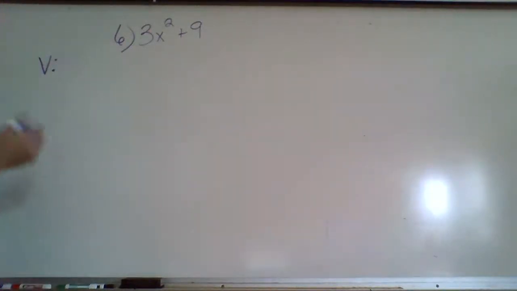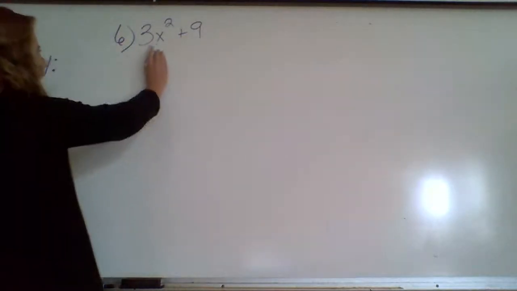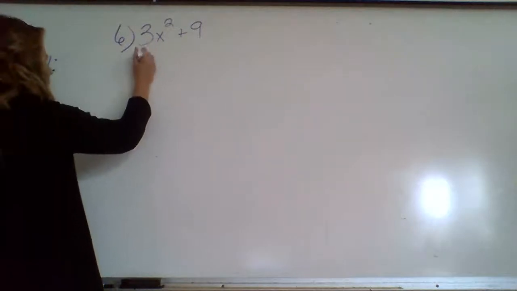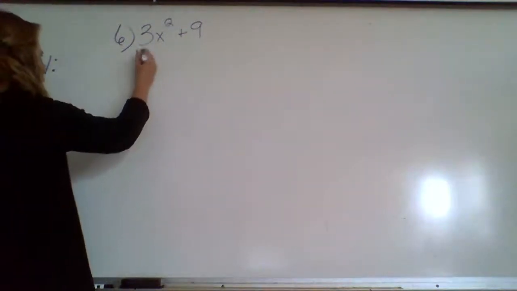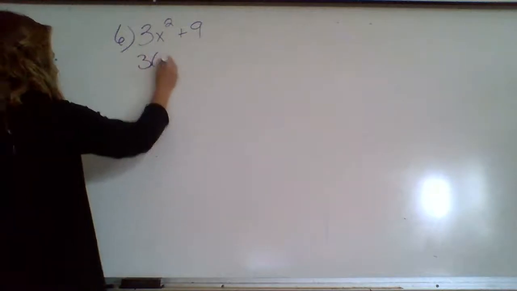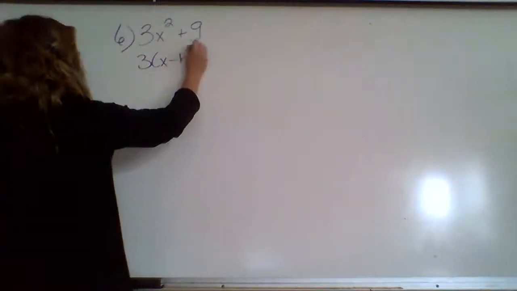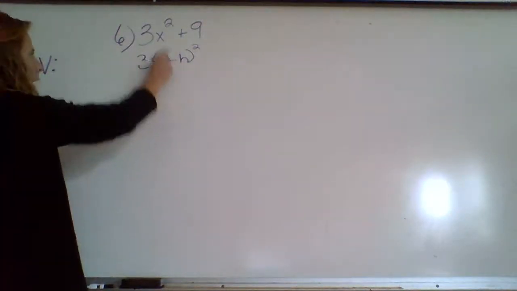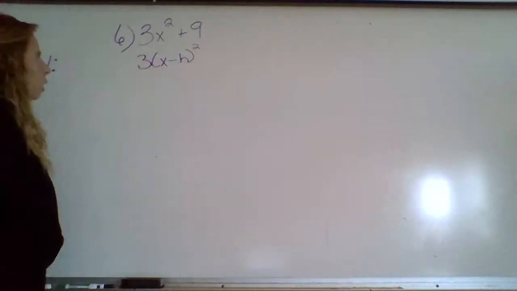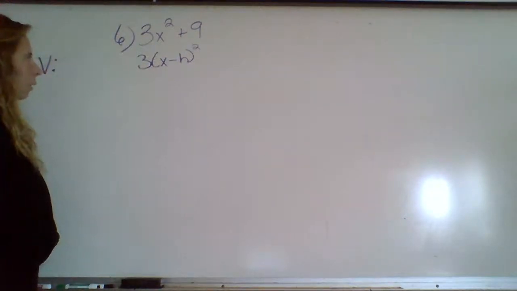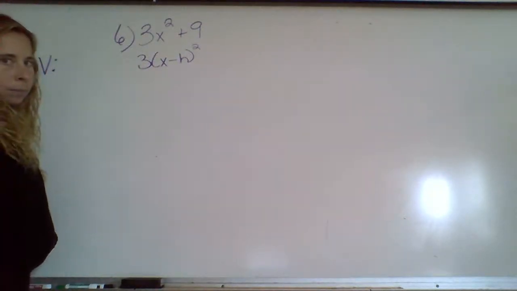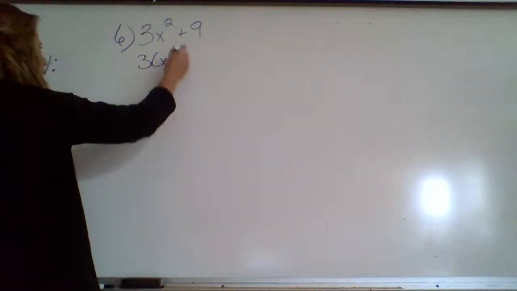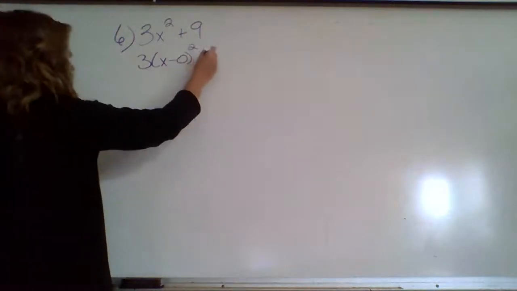Okay, so there's nothing inside the parentheses with the x. Usually we have something there, right? We have x minus h squared. There's nothing there. So what does that mean h is if there's nothing there? It's 0. Okay, so this is really x minus 0 squared plus 9.